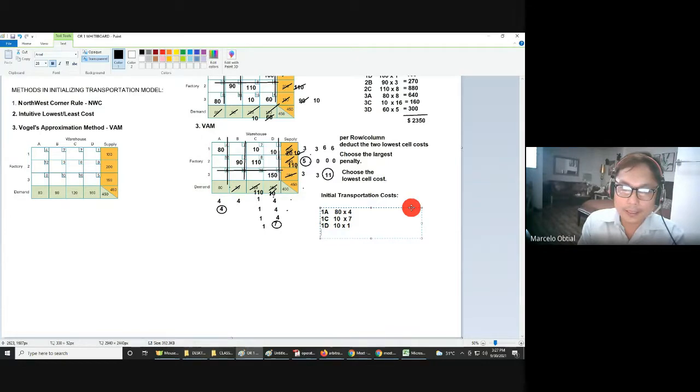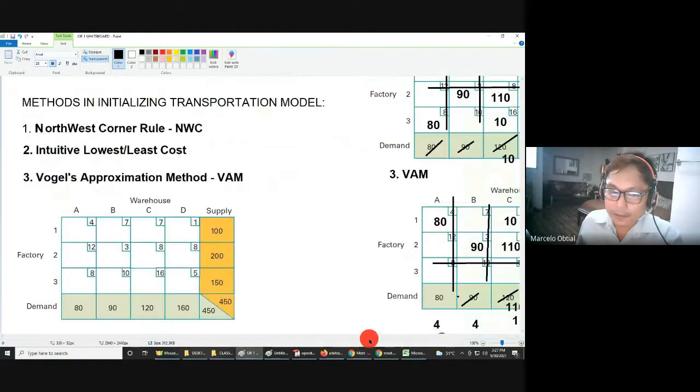Okay, next, 2D. Transfer 90 units times $3 each. Next, 2C, 110 units times 8. Okay, and last, we have 3D. We transfer 150 units, okay, $5 in each unit. Okay, use your calculator, class.